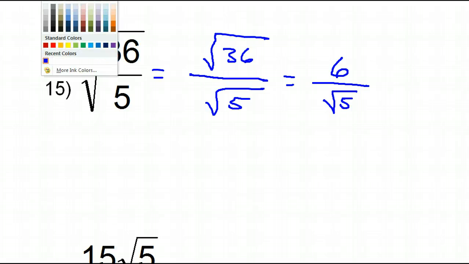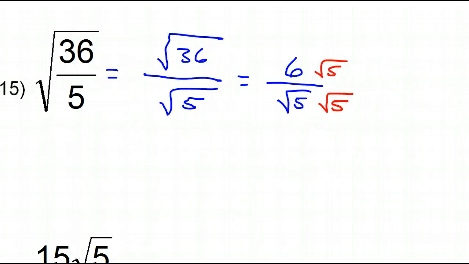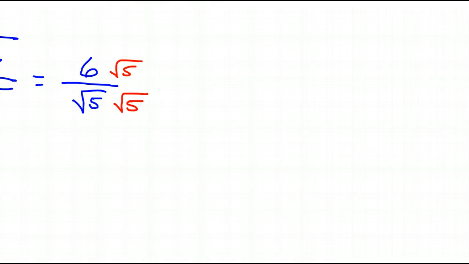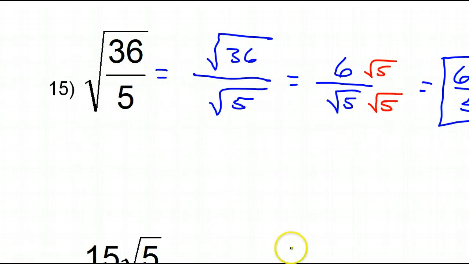Now, what am I going to do next? Let's multiply this radical by itself. Alright, and we'll have to do the same thing in the numerator. Alright, radical 5 times radical 5 is 5. In the numerator we have 6 radical 5. There's nothing to reduce, so this is our final answer. Okay, that was number 15.